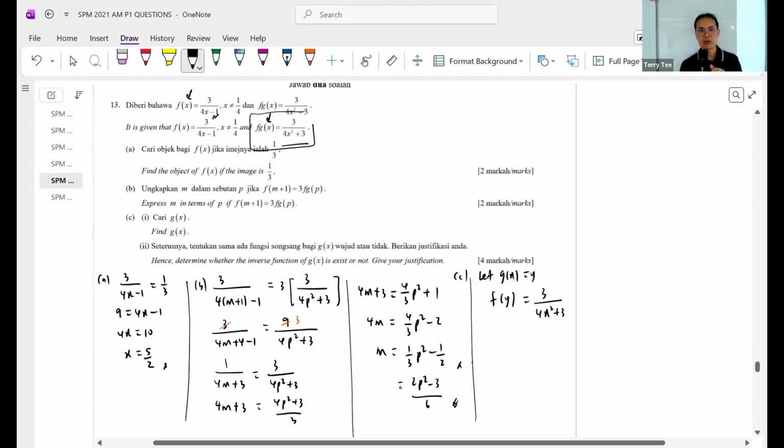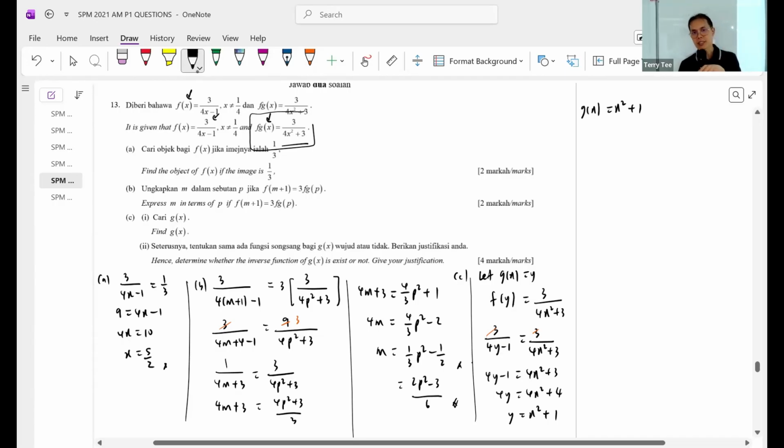What's the f(x)? 3 over 4x minus 1. So this is 3 over 4y minus 1. The result is 3 over 4x squared plus 3. So can we cancel them? Cancel, cancel. And we compare. Guys, what are we finding? We are finding y. y is your g(x). So 4y minus 1 is 4x squared plus 3. 4y is 4x squared plus 4, right? y is x squared plus 1.